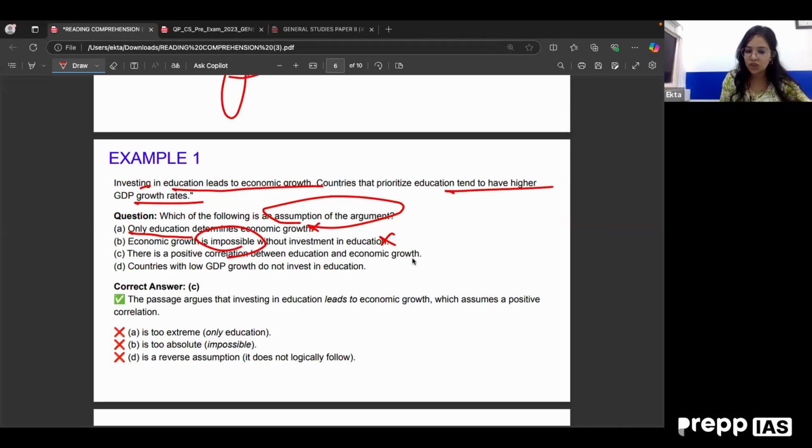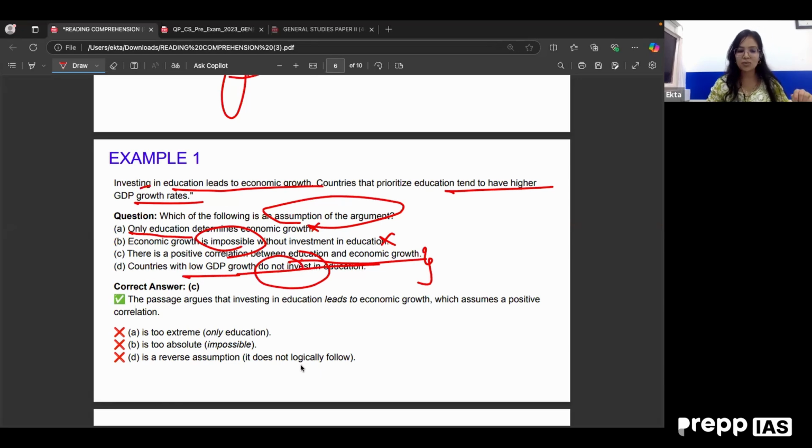Now we are left with 2 options, option C and option D. C is saying that there's a positive correlation between education and economic growth. Countries with low GDP growth, they do not invest in education. यहाँ एक बात लिखी हुई है that countries that prioritize education, they tend to have higher GDP growth rates. But यहाँ ये second part के बारे में बात नहीं हुई है. They are not talking about this. They're telling this कि जो prioritize कर रहे हैं वो higher GDP growth rates है. But on this information, we cannot say that countries with low GDP growth, they do not invest in education.